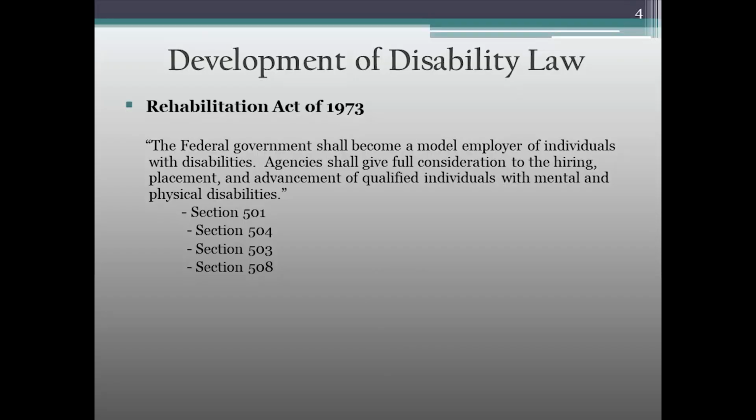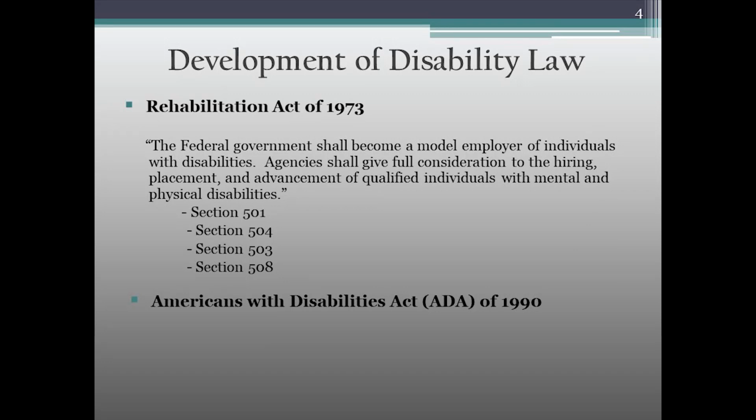Well, initially we had the Rehabilitation Act of 1973, which said that the federal government will become a model employer for individuals with disabilities, and that agencies should give full consideration in the hiring, placement, and advancement of qualified individuals with mental and physical disabilities. Now, within the Rehabilitation Act of 1973, there are four main sections, which we'll touch on in the next slide, that have specific areas that they address.